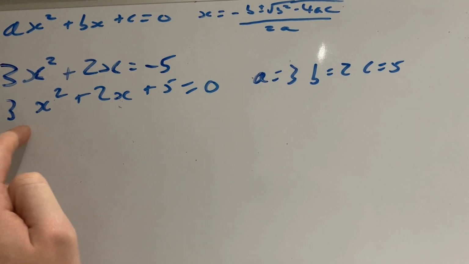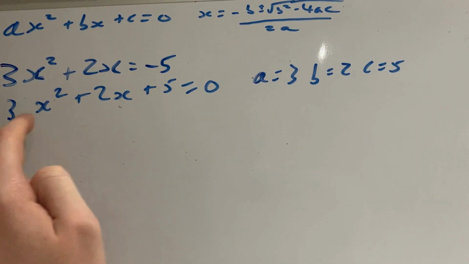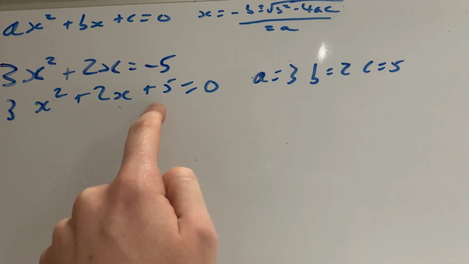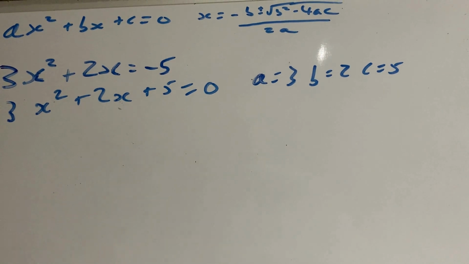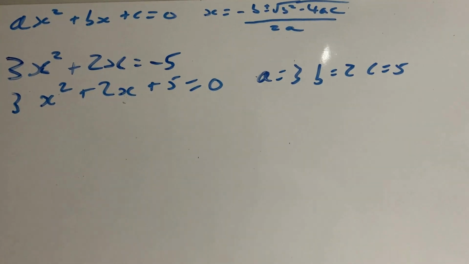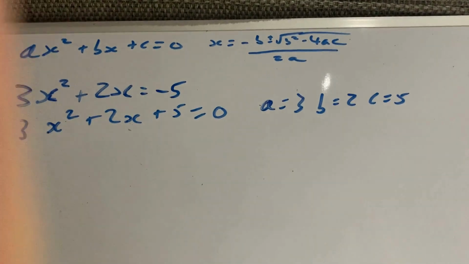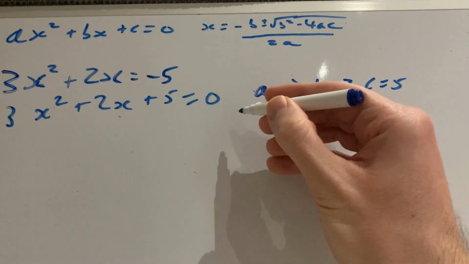So the coefficient of x squared is 3. That's where the 3 comes from. The coefficient of x is 2. And the constant term is 5. So we've got all that we need now. We're going to substitute everything into the formula at the top there. Sorry, I hope you can see that. It's not very easy to memorize that.